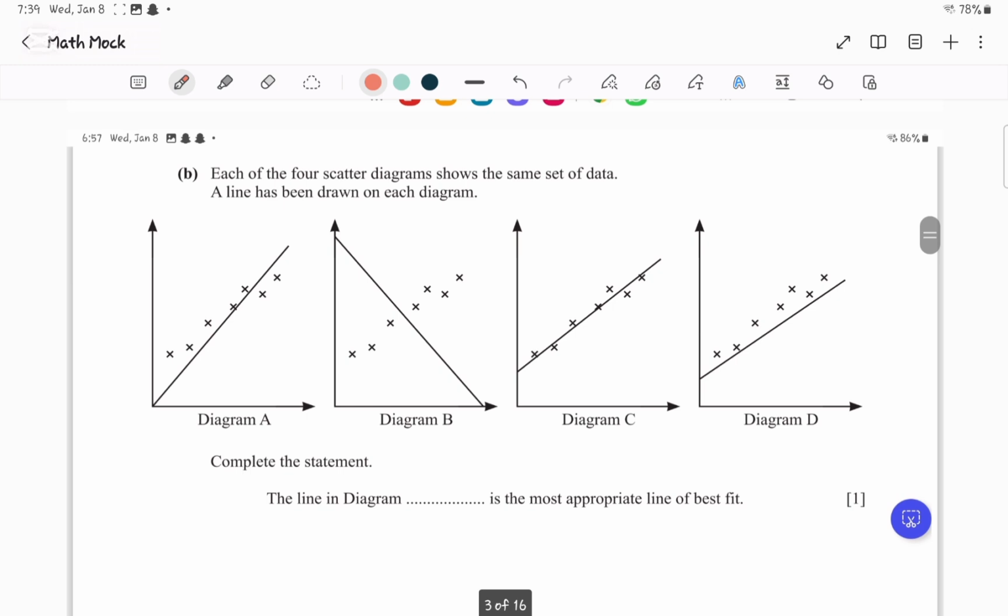Now, each of the 4 scatter diagrams shows the same set of data. A line has been drawn on each diagram. They told us to complete the statement: the line in diagram blank is the most appropriate line of best fit. A line of best fit does not have to pass through all the points, at least some of the points, and the rest of the points have to be surrounding it.